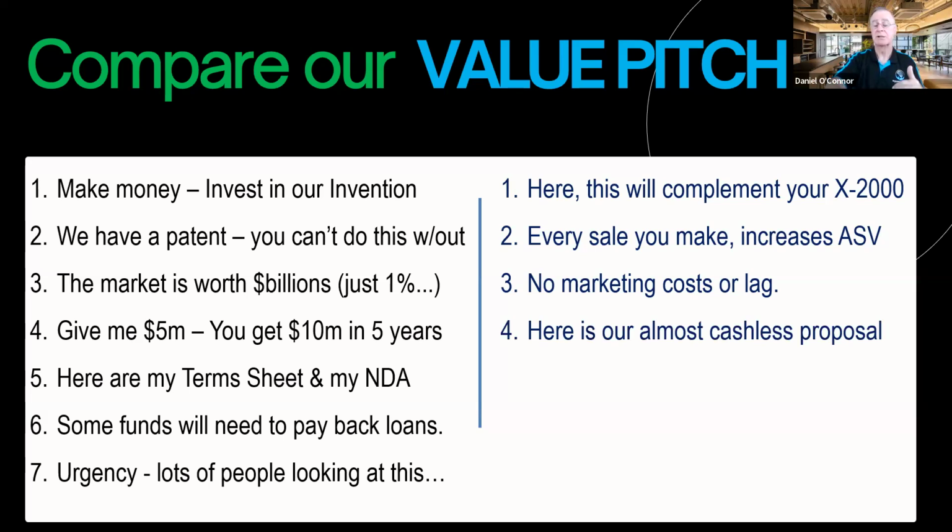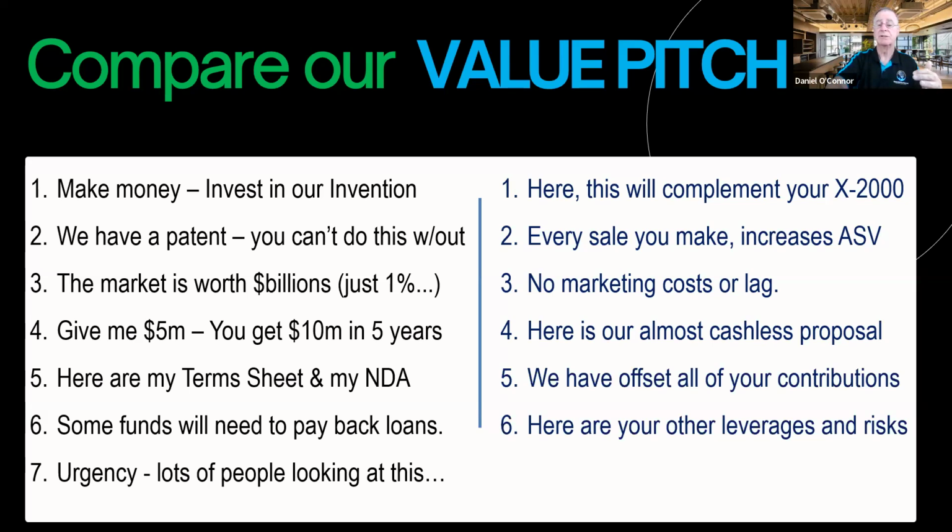Here is our almost cashless proposal. So we do want $500,000 to get this going, but we only need $130,000 in cash. We have an offset for all the other contributions that you have, and we'll show you how that works. Here's your other leverages, and here's the risks that we see that you've got, and here's how our leverages offset those risks for you. And here's how we're going to take this from here. This is what can happen.